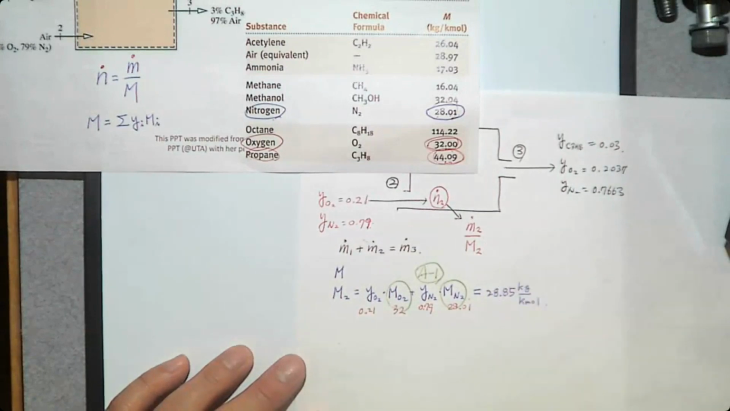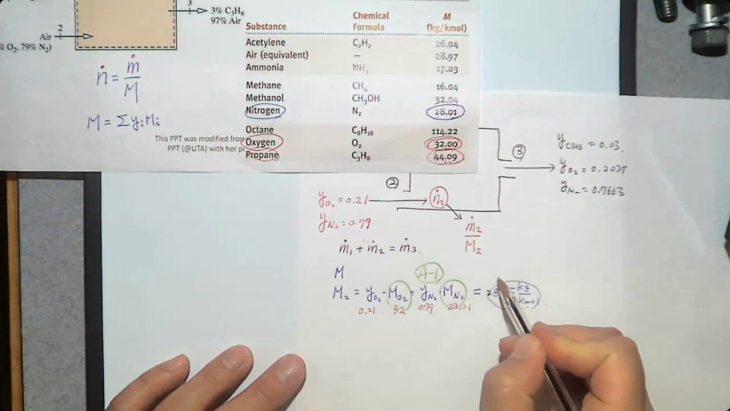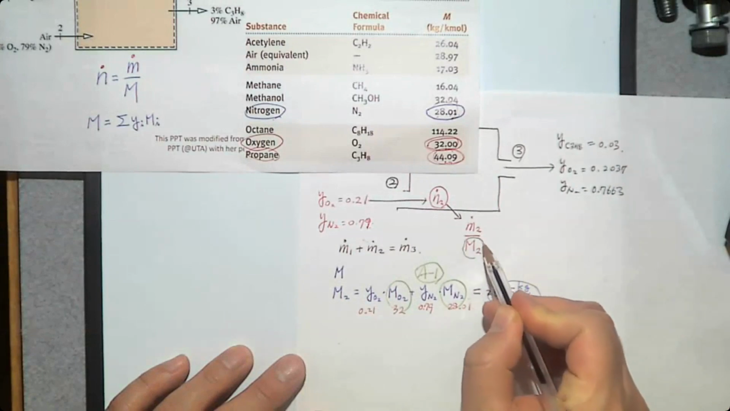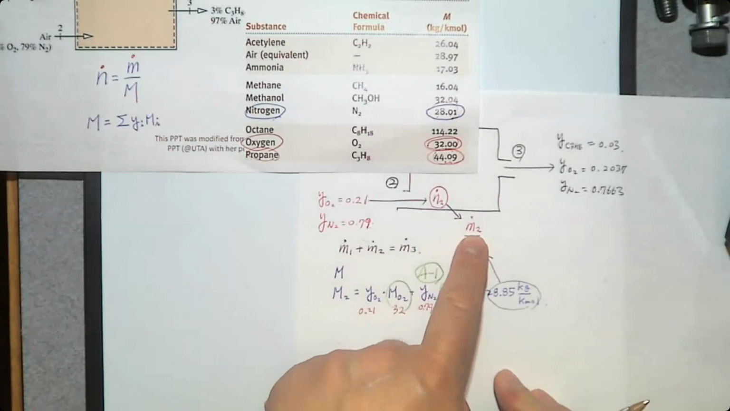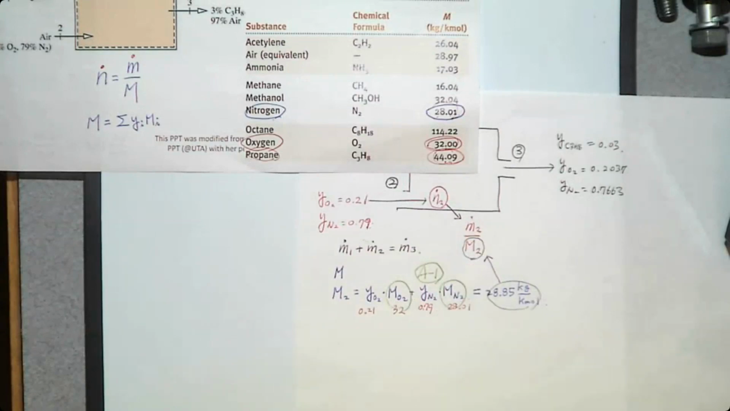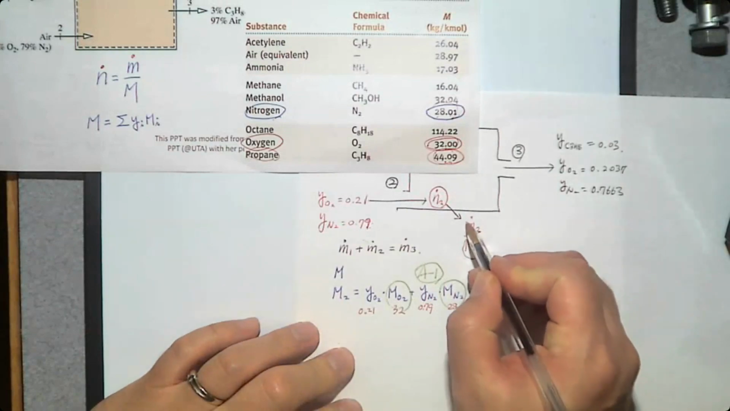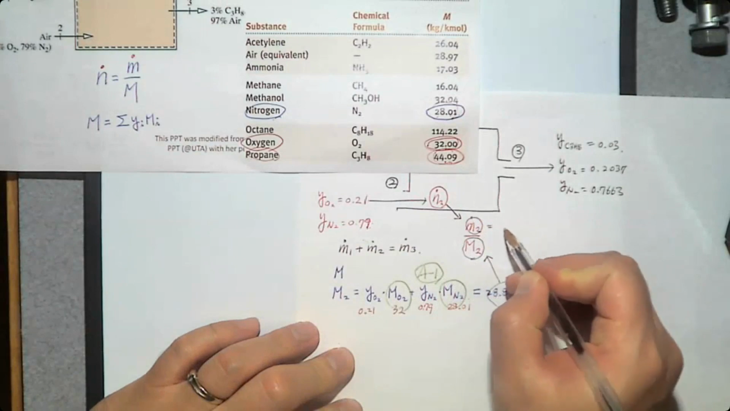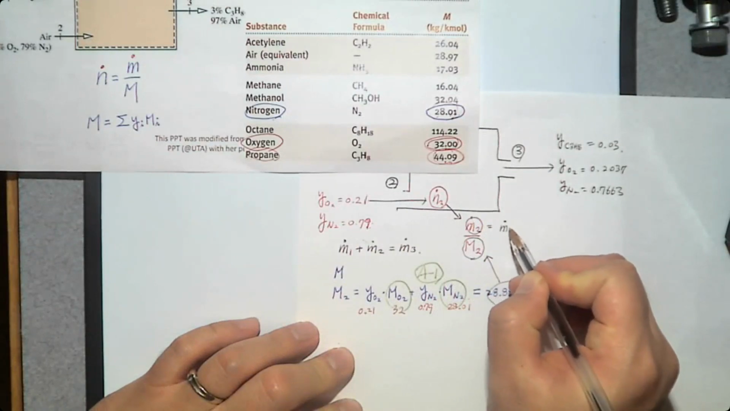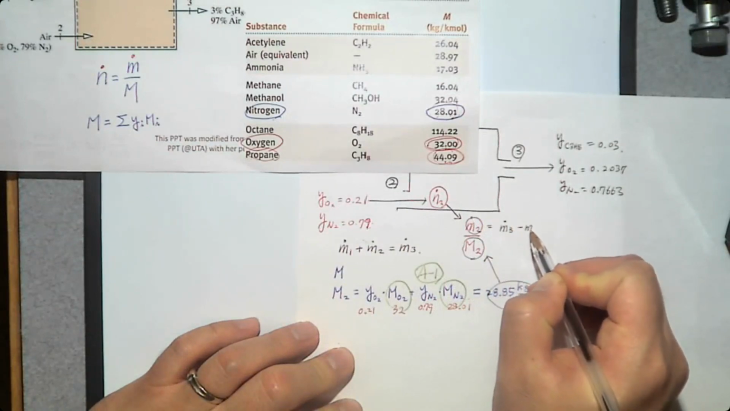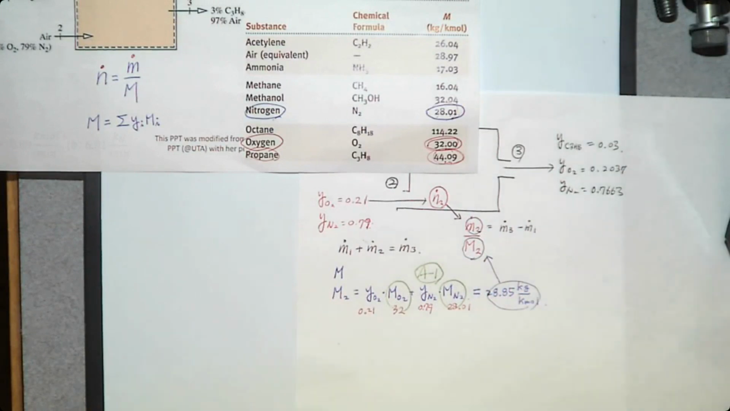What about this? So this 28.85 is going to be this M2. What about this M dot number 2? We can find this M dot number 2 from this mass balance equation. So this M dot number 2 is going to be M dot number 3 minus M dot number 1. By the way, M dot number 1 is given.